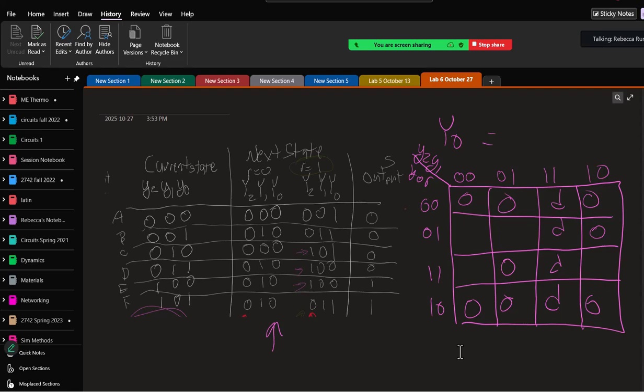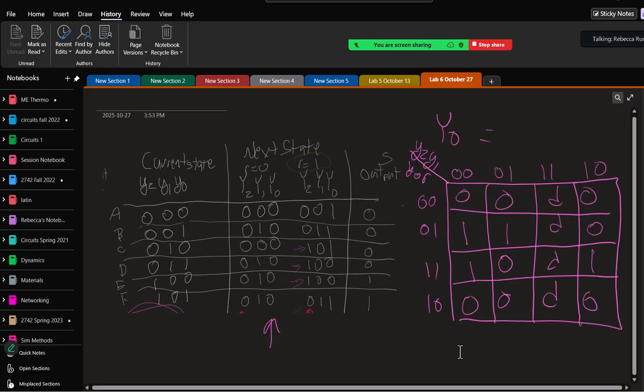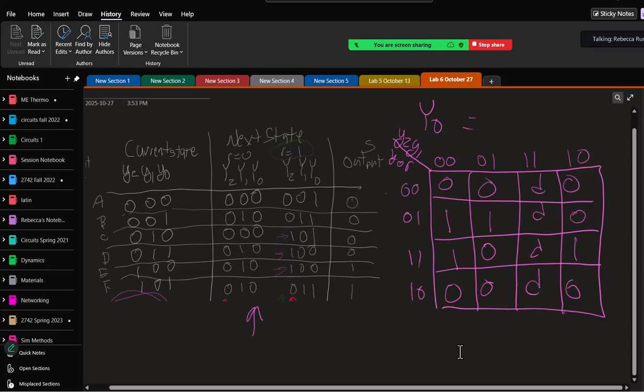So let's see, A is a 1, B is a 1, C is a 1, D was a 0, E was a 0, and 1, 0, 1 is a 1. Okay, so there is our Karnaugh map for y0.